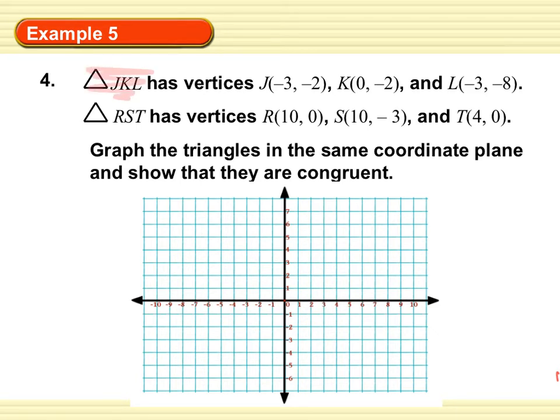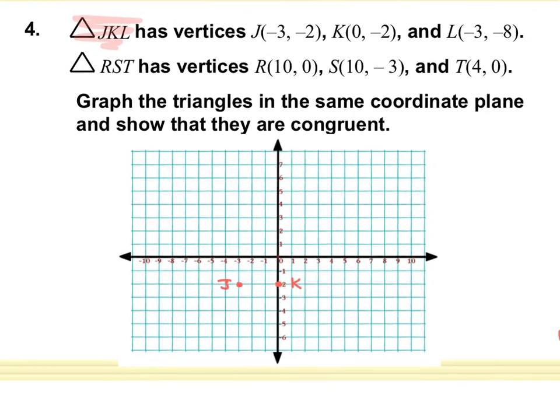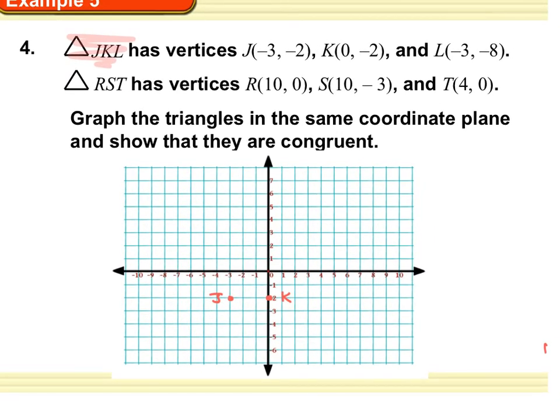I'm going to graph JKL in red. So I'm going to graph ordered pair J. It's -3, -2. Then I'm going to graph K, which is 0, negative 2. And then I'm going to graph L, which is negative 3, negative 8. So it's going to be way down here, off the graph, so we'll put it here. We'll go ahead and connect the points and make my triangle.